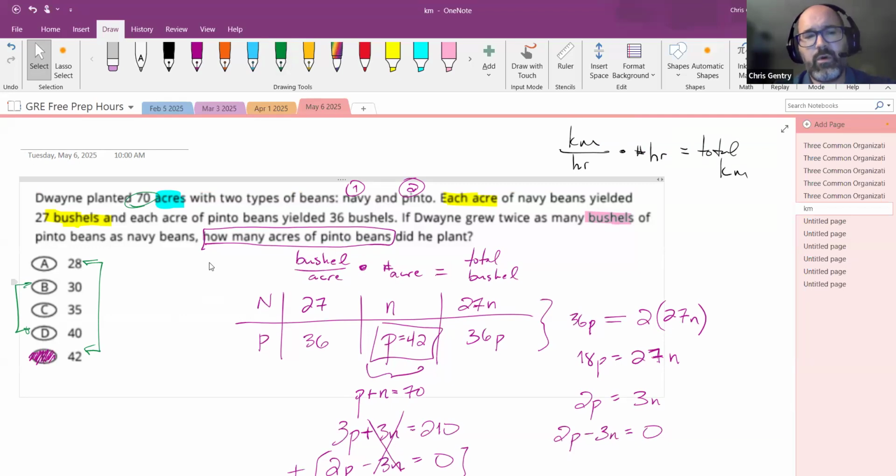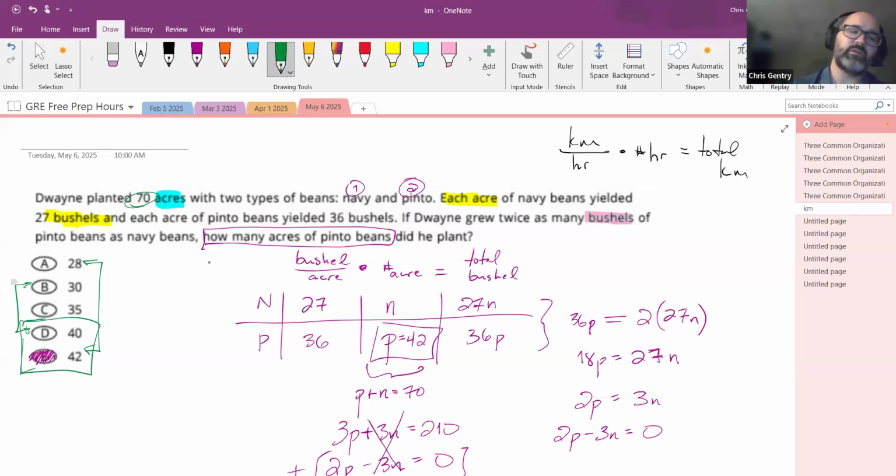And then you might also think, well, I know that Dwayne grew a lot more pinto beans than the navy beans. So it's actually pretty likely that he planted more acres of pinto beans. So maybe go to the 2 larger numbers in the pairings. And then you'd have a 50-50 coin flip between 40 and 42. And that's honestly decent odds for a question like this, especially if you're going to soak a lot of time into it and not feel like it's going to be worthwhile.